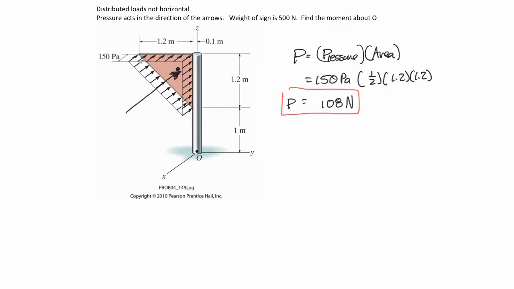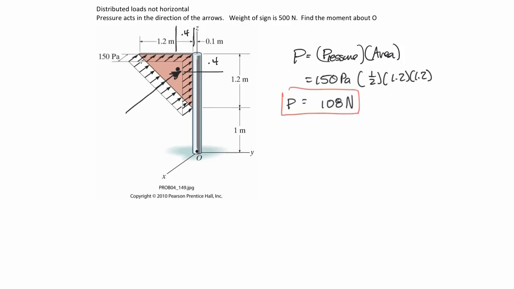The centroid of the shape, because it's a triangle, is going to be 1/3 from the big side of each side here. So anyway, it'll act right here where this dimension is 1/3 of 1.2, and it'll act right here where this dimension is 1/3 of 1.2. So right in there. So I'm going to go ahead and write those dimensions there. This dimension will be 0.4, and this dimension here is also 0.4.